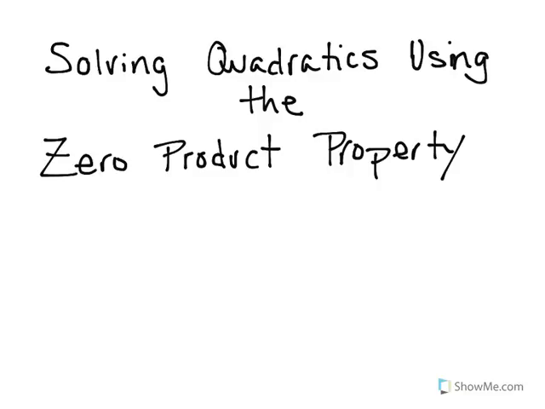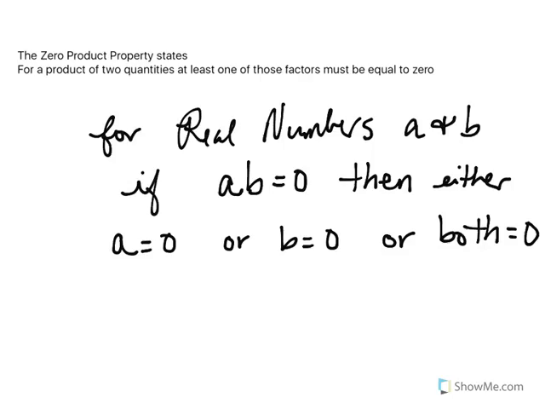In this video, we're going to learn about solving quadratics using the zero product property. The zero product property states that for a product of two quantities, at least one of those factors must be equal to zero. So in other words, for real numbers a and b, if a times b is equal to 0, then either a is equal to 0 or b is equal to 0, or both.